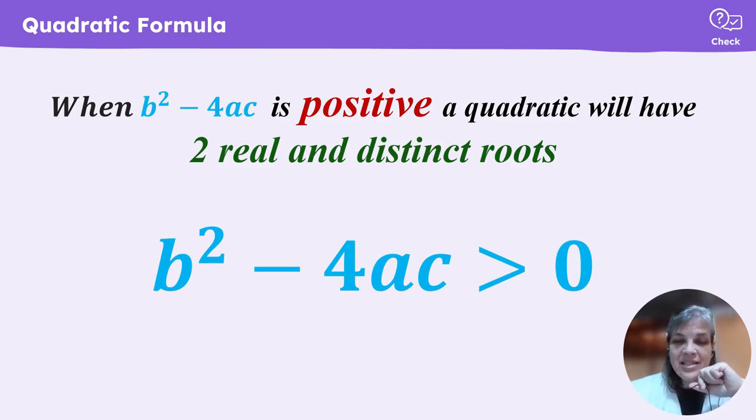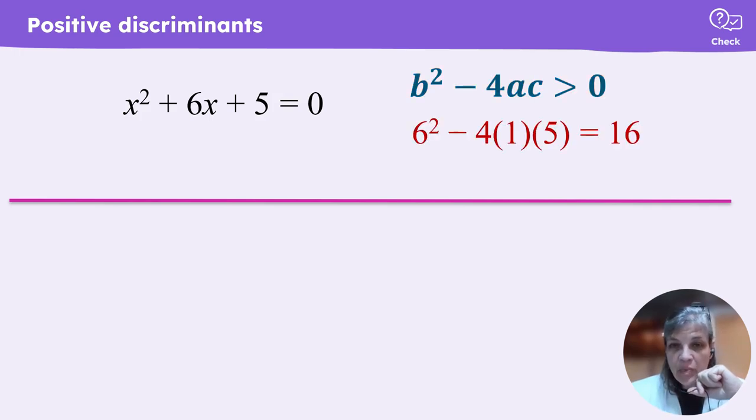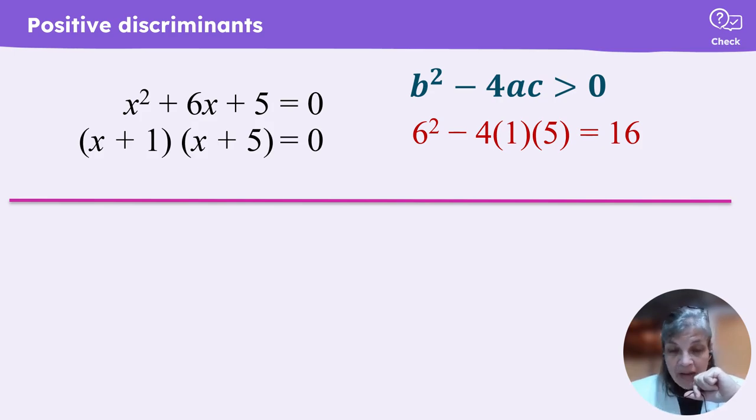Let's look and see an example of this. We had the equation x squared plus 6x plus 5 equals 0. And we found the discriminant of this one to be 16. So this must mean then that there's two roots for this equation. And if we would factorize the equation, we can find what those two roots are, right?